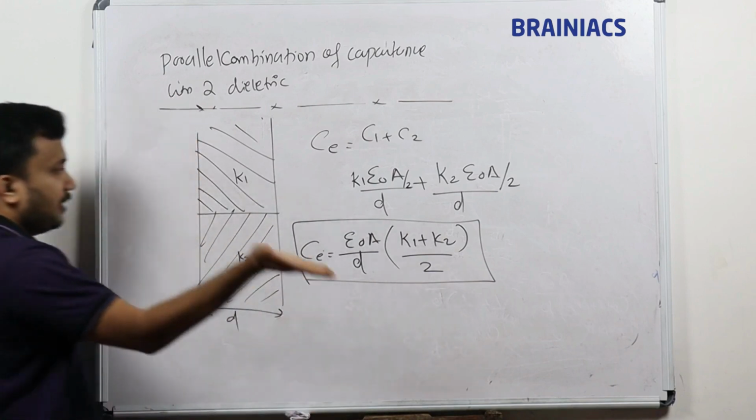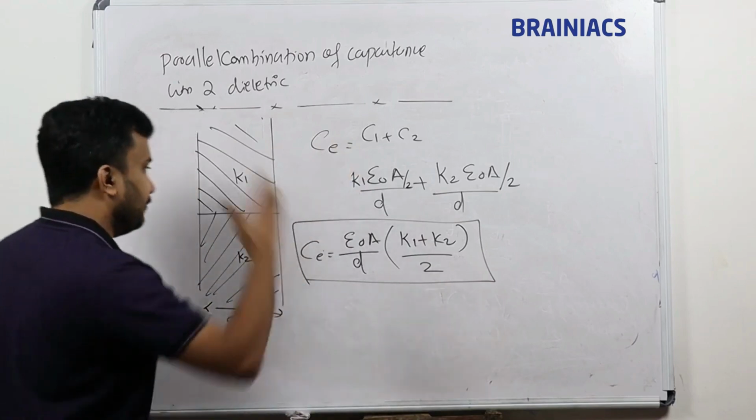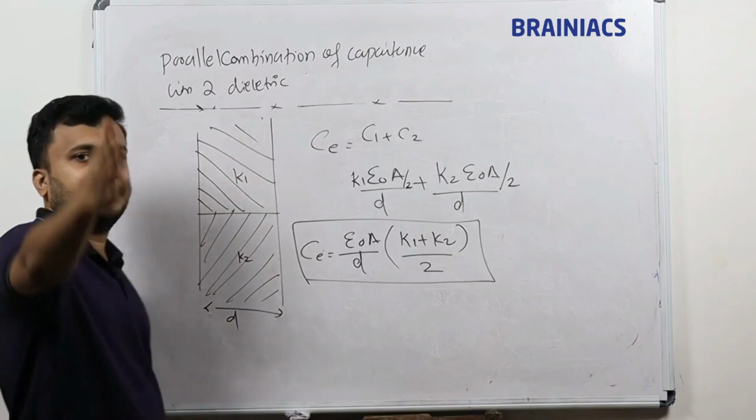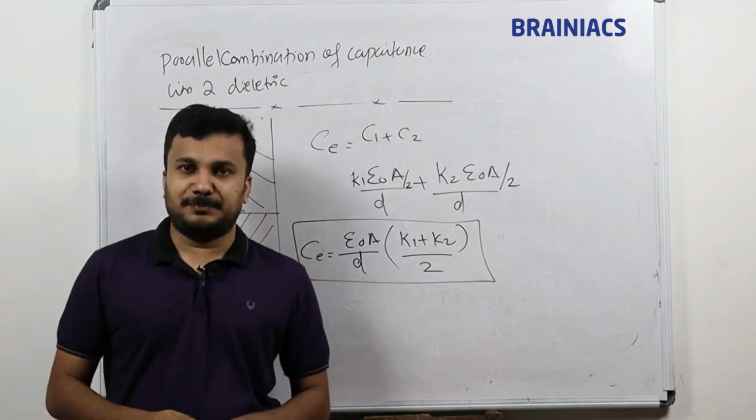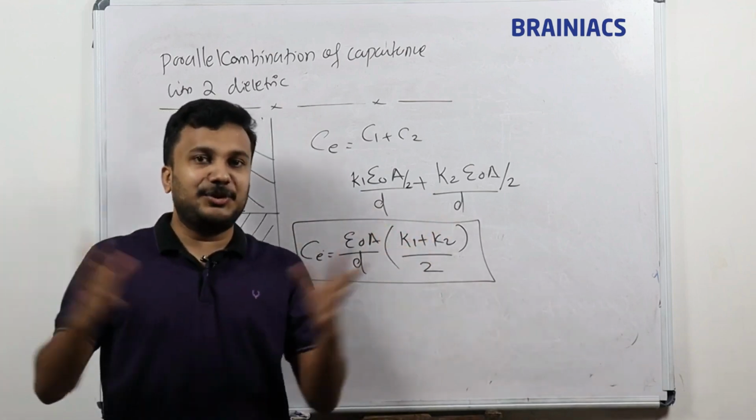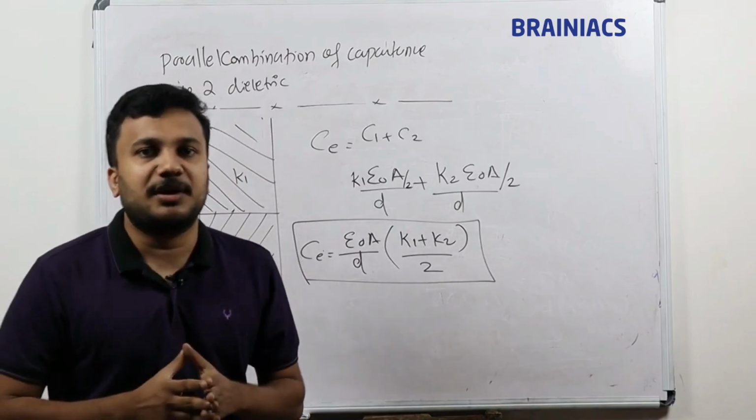Always remember, if the cut is like this and the distance is not dividing, then it is a parallel connection. If the cut is like this, then the distance is dividing, and it is called a series connection. This is all about the dielectrics. Many things we have learned today in this session.